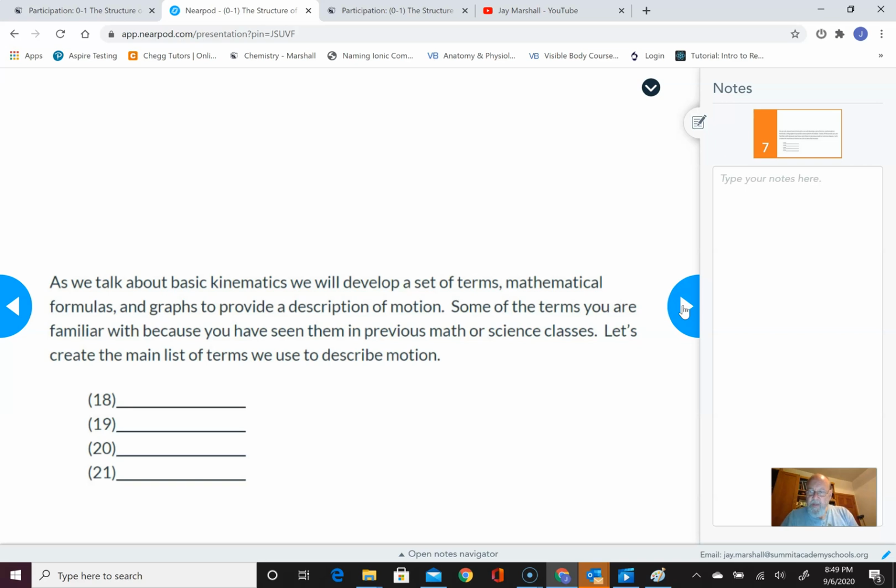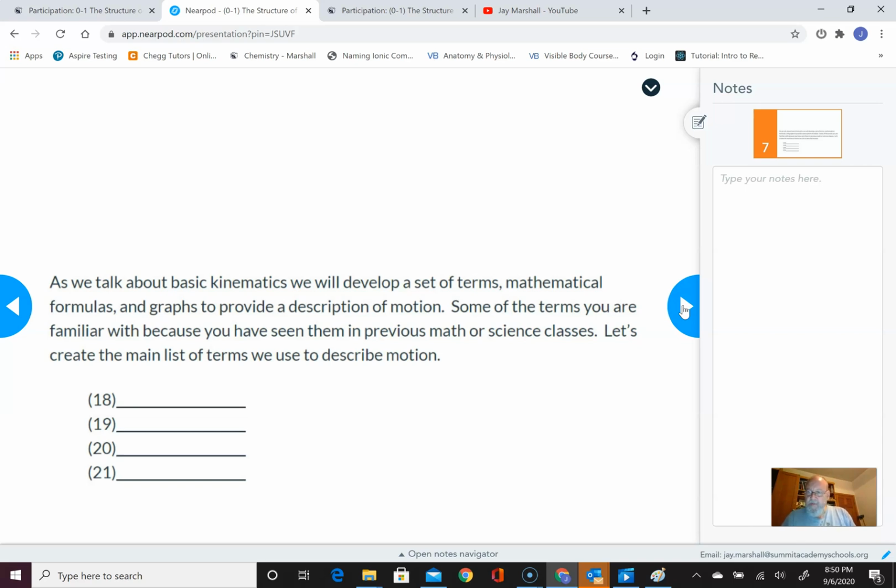Now, as we talk about basic kinematics, we're going to develop a set of terms and mathematical formulas and graphs to provide a description of motion. Okay, so we're going to describe motion every way we can. We're going to describe it with language. We're going to describe it with formulas, and we're going to describe it with graphs. And you may be a little bit nervous about some of the math that's going to be involved, but I would encourage you to keep an open mind here, because I really think I can make it so that this is a lot easier than you might think it's going to be.